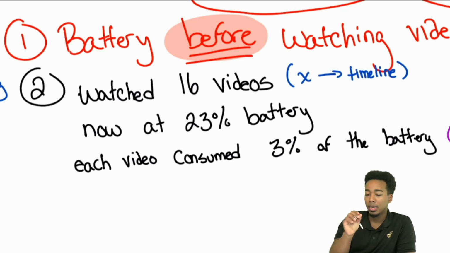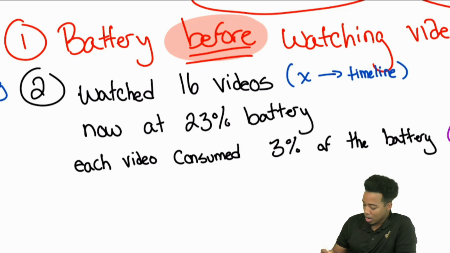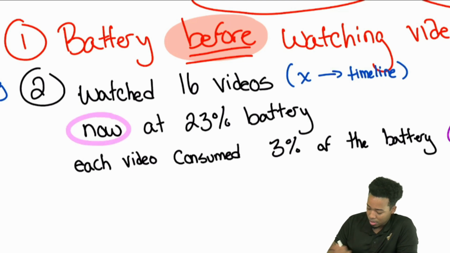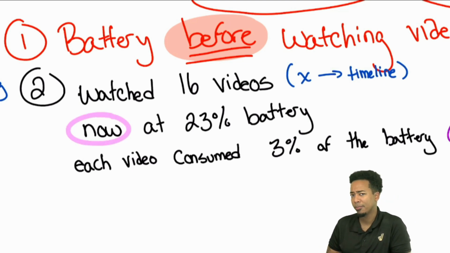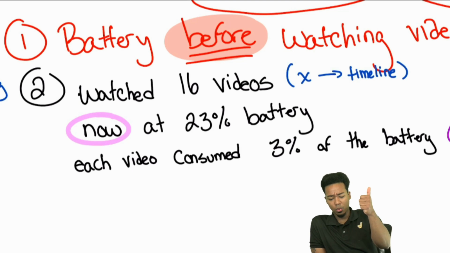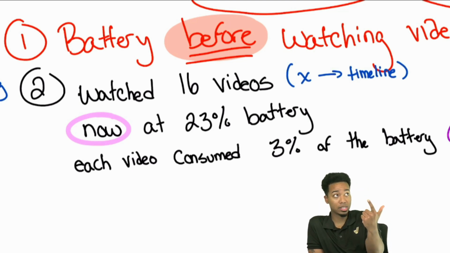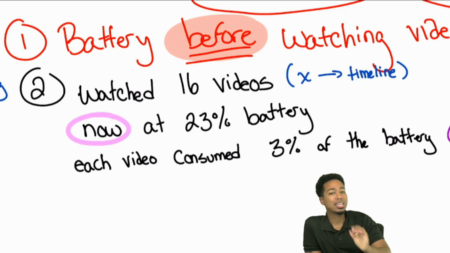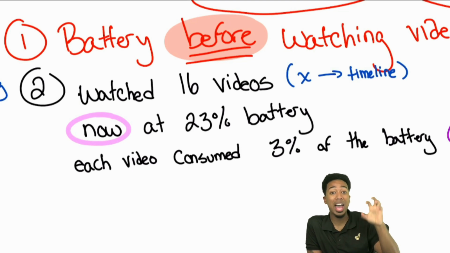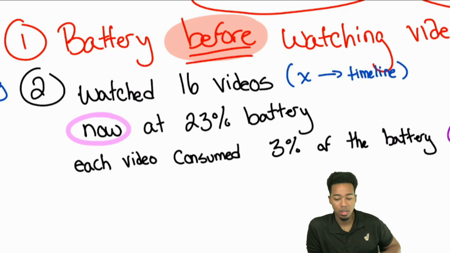Now, let's see what we have next. We are now at 23% battery. We already said that we're looking for B. We have the X with the 16 videos, so what's left is we have Y and we have M. Which one of these is that going to be? We are now at 23%. Is that going to be the Y or the M? The Y meaning the result where we're at now, and M is the rate, what happens each term.